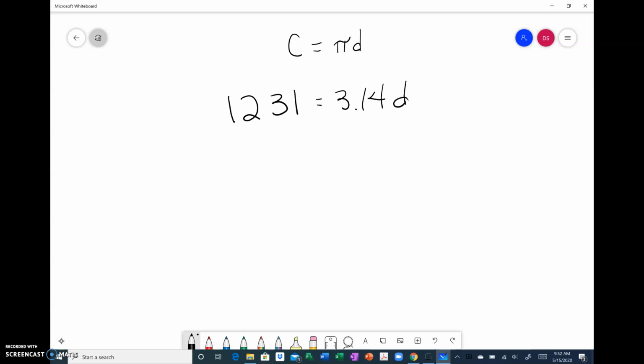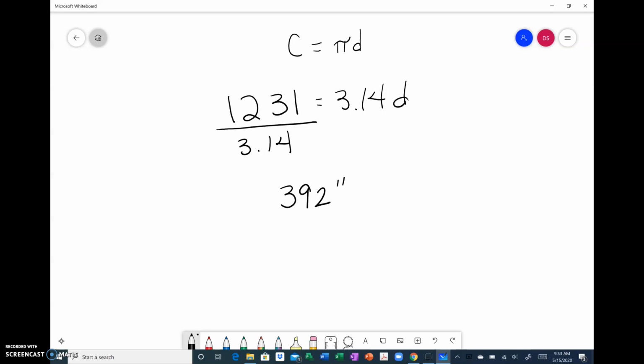You should know at this point what to do. You want to divide, and you can see it in example 3. You want to divide 1231 by 3.14 into your calculator, and that would give you the diameter of 392 inches. Okay, that's how you solve for D.